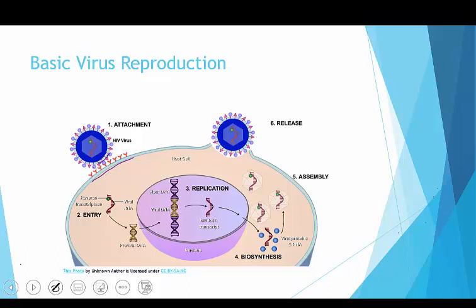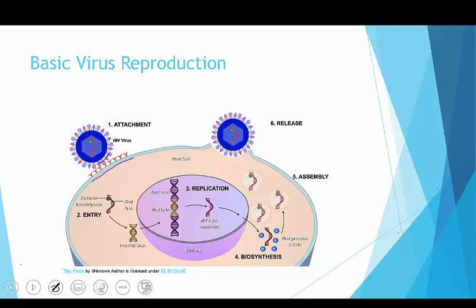Once the DNA is in the nucleus, it will integrate with the host cell's DNA. From here, the DNA is replicated just like replication happens in all cells, not just eukaryotic cells, in all cells. Then the DNA is used, through protein synthesis, to produce more viral structures like the capsids. The new viruses are assembled and then released from the cell.